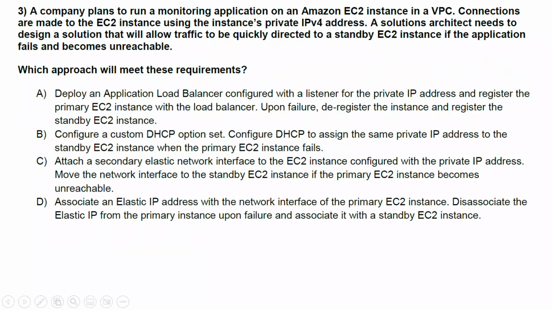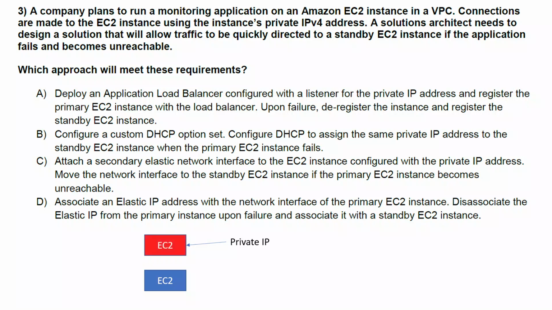The next question is really long with a lot of details. These types of questions are in fact easier to work with paper and pencil at a test center. Here we have a monitoring application on an EC2 instance, and connections are made to the instance using a private IP. We need to design a solution that will redirect traffic to a standby instance if the app fails and is unreachable.